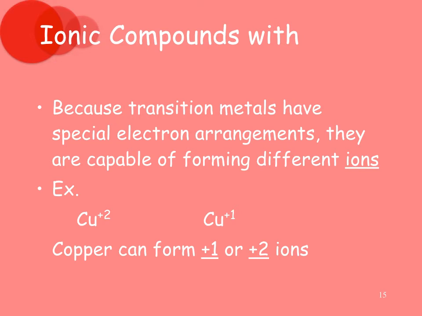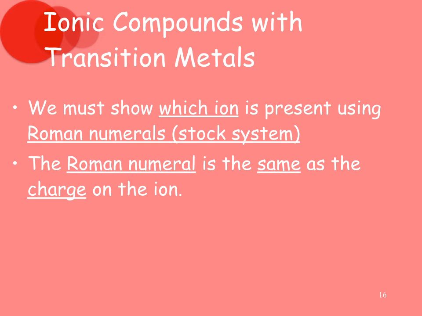Ionic compounds with transition metals. Sorry, formatting seems to have taken out the transition metal part of that header. Because transition metals have special electron arrangements, they are able to form different types of ions. For example, copper can be a +2 or a +1 charge, so it has +1 or +2 ions, and you can see that by the superscripts written behind the copper symbol. We must show which ion is present using Roman numerals, or the stock system. The Roman numeral is the same as the charge on the ion.